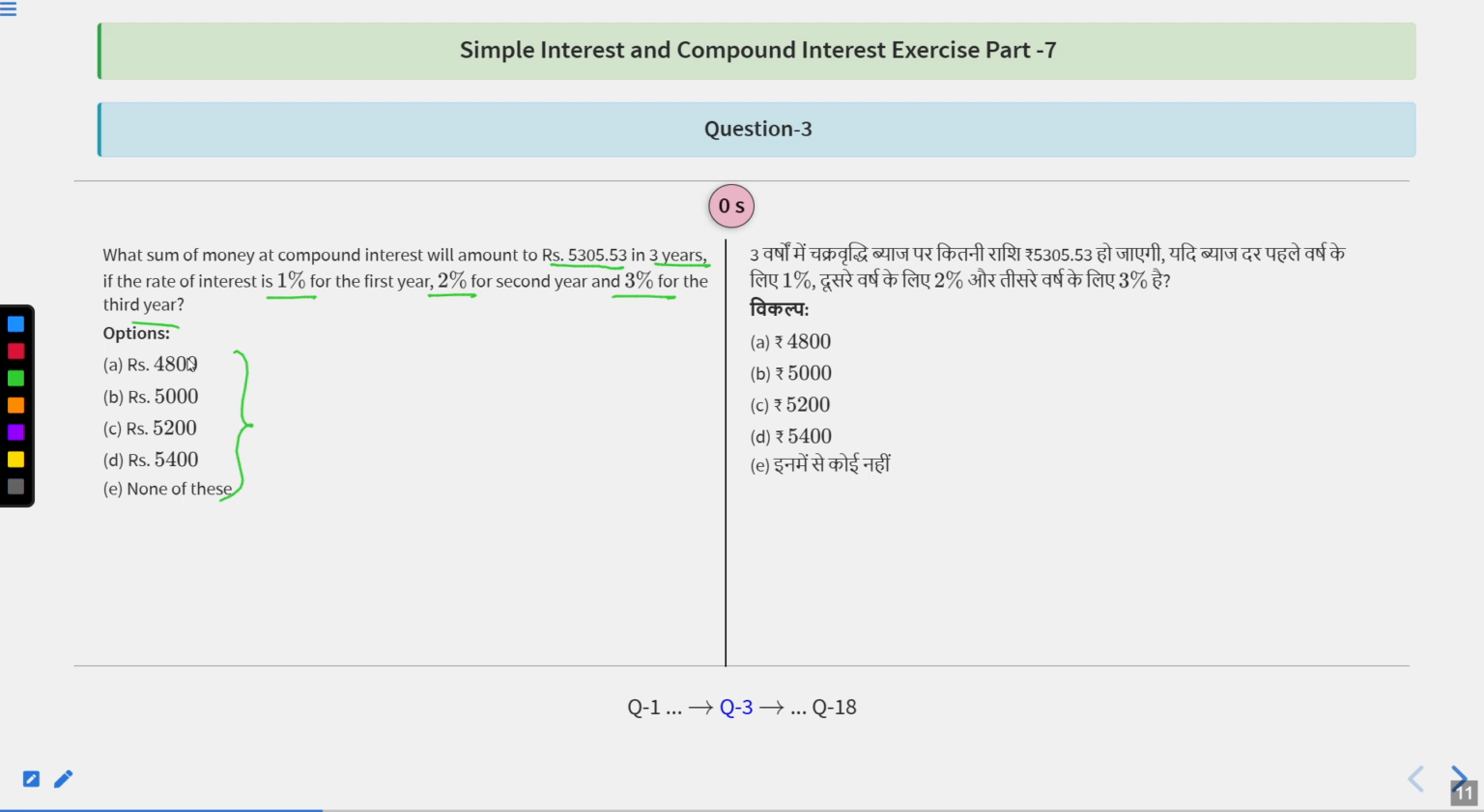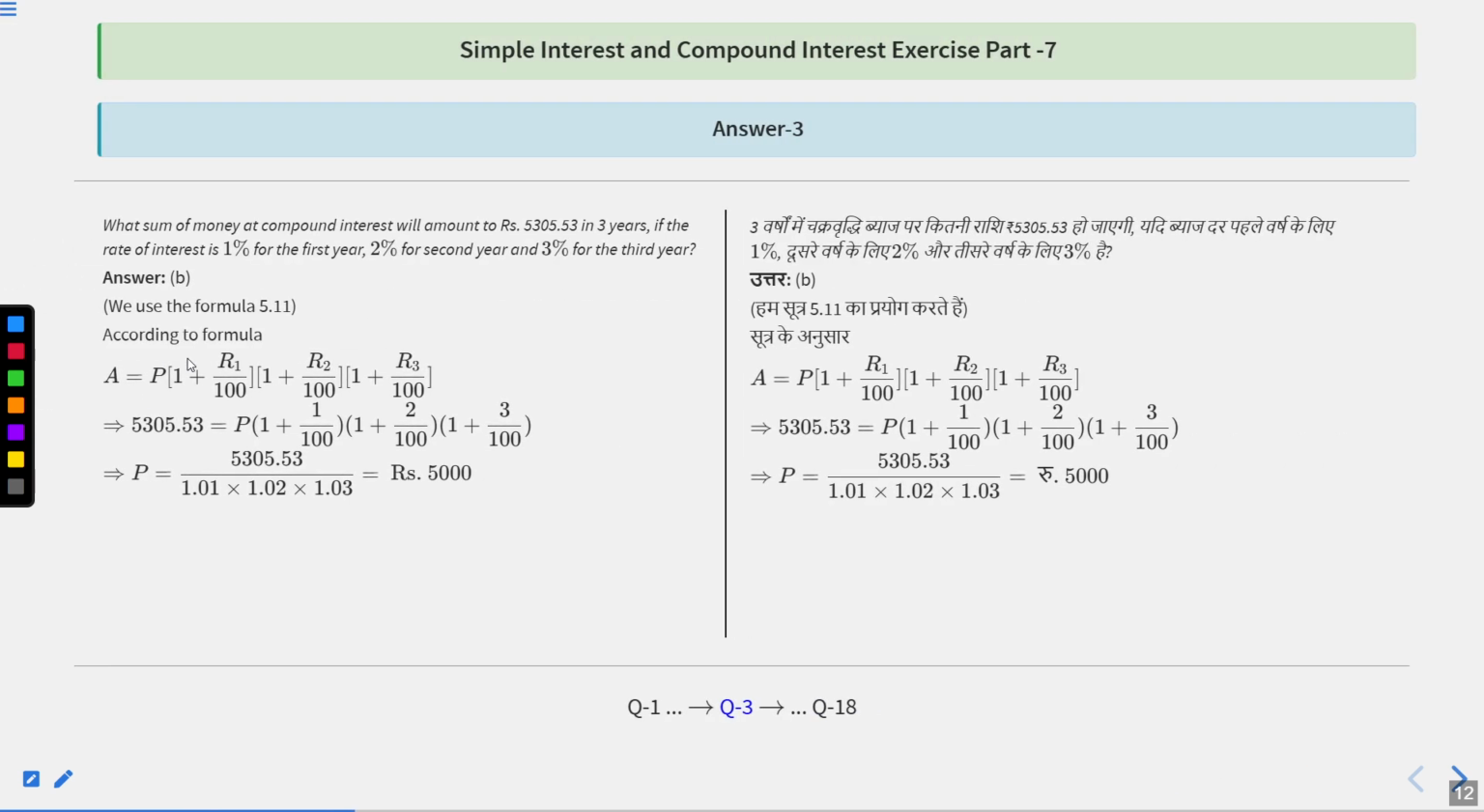Now time's up. Let's see the solution. Now we use the formula P times (1 plus R1 upon 100) times (1 plus R2 upon 100) times (1 plus R3 upon 100). So the first year rate of interest is 1%, second year 2%, and third year 3%. And we know the amount, so what will be the principal? We put the values given in the question and we get the value of P, which is 5,000 rupees. Clear? Next one.